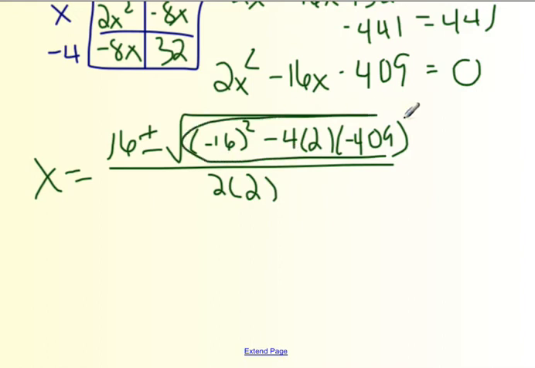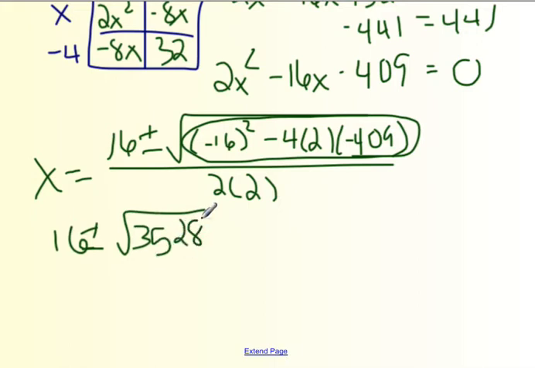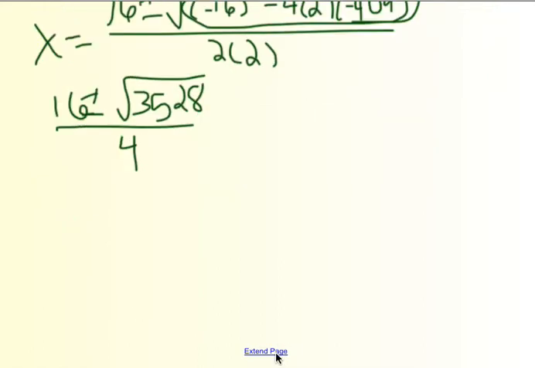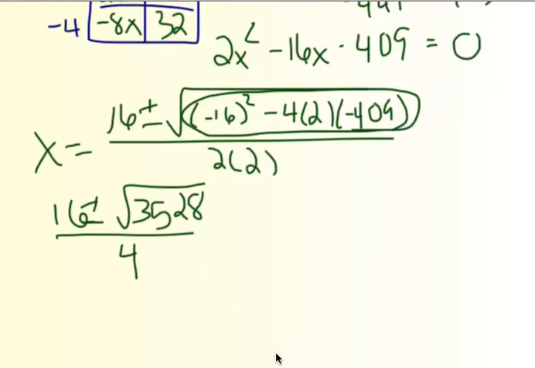So the first thing I want to do is simplify this underneath the radical. So in my calculator, I'm going to do 16 squared minus 4 times 2 times negative 409. And when I do that, I end up getting 3,528. So that's what's going to go underneath my radical. Now all of that is being divided by 4. Yes, by 4. Goodness, losing my marbles.